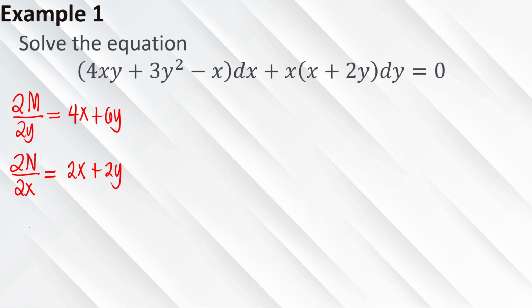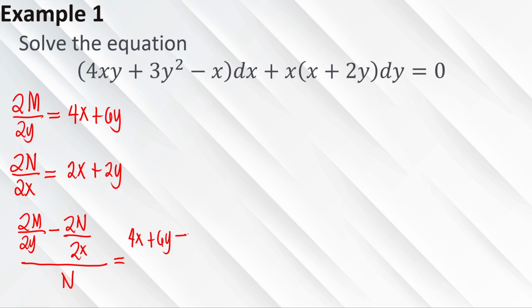Kailangan pag-minusin natin itong dalawa. So, pag pinag-minus natin si partial derivative ni M with respect to y, then partial derivative ni N with respect to x, divided by yung N, dapat function ni x lang ito. Kung hindi maging function ni x ito, pagbaliktarin natin and magdi-divide tayo sa M. So, we have 4x plus 6y minus 2x plus 2y all over, ang N natin is x squared plus 2xy.